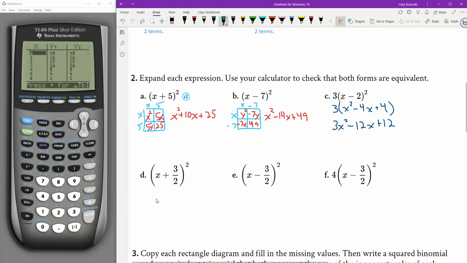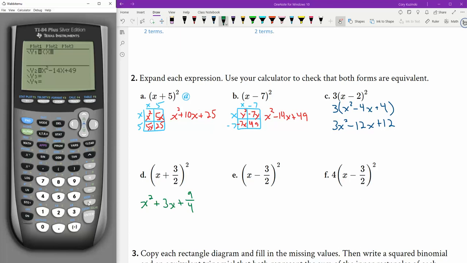All right, so what about this? I know it's x squared. 3/2 x plus 3/2 x is 6/2 x. And then 3/2 squared is 9/4. Let's check this one. x plus 3/2 squared. x squared plus 3x plus 9/4. And check the tables. Nailed it.